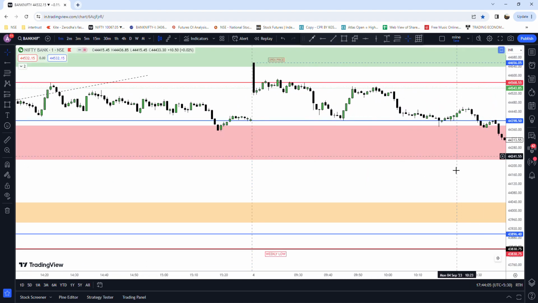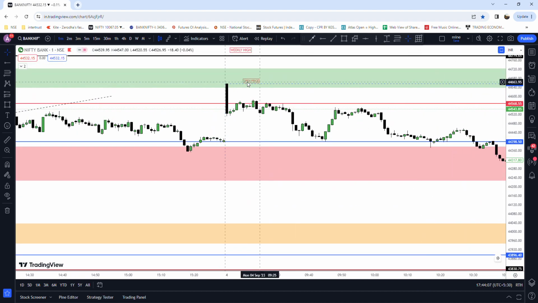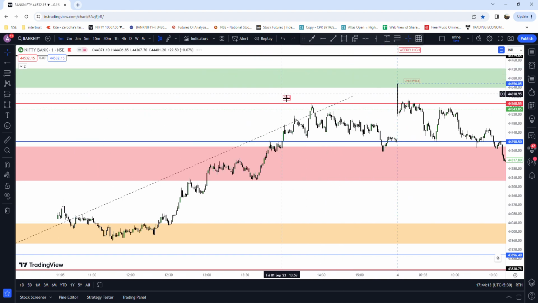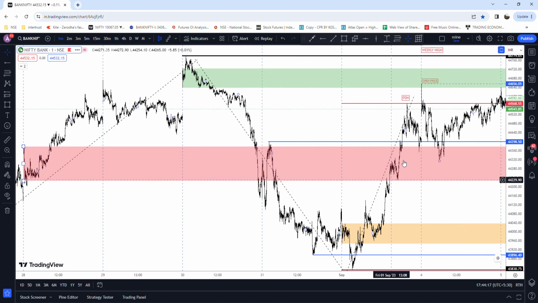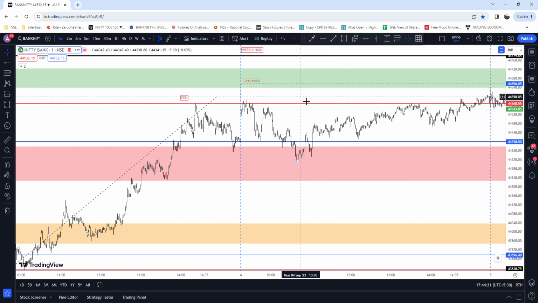And you see what has happened over here. Where did the price open? Price opened at this green rectangle. What was this green rectangle? Resistance that we had marked on the 30th. So price came back from low, hit this, okay.